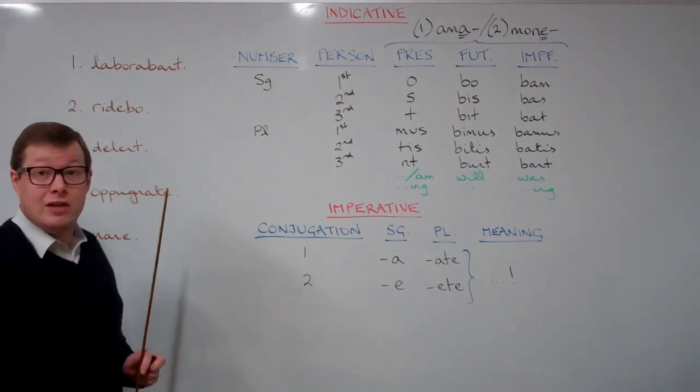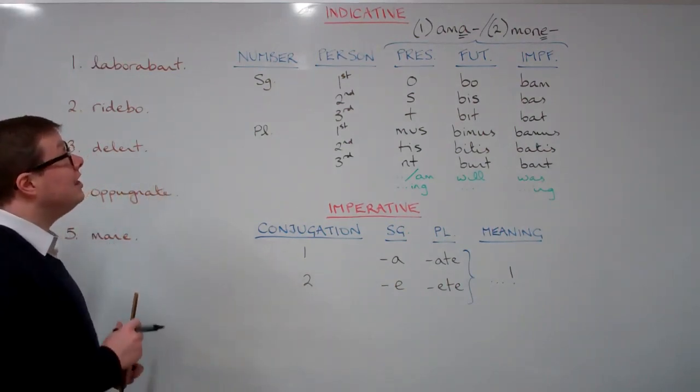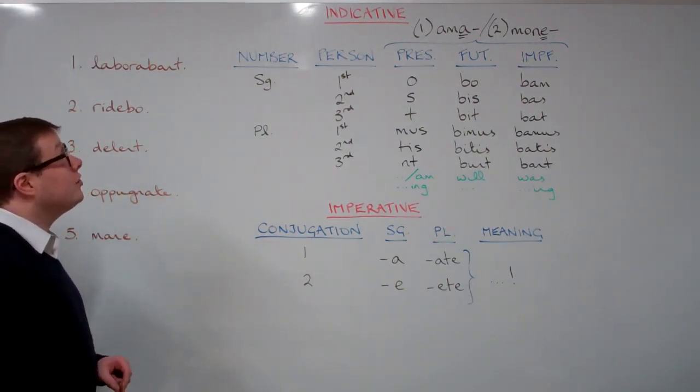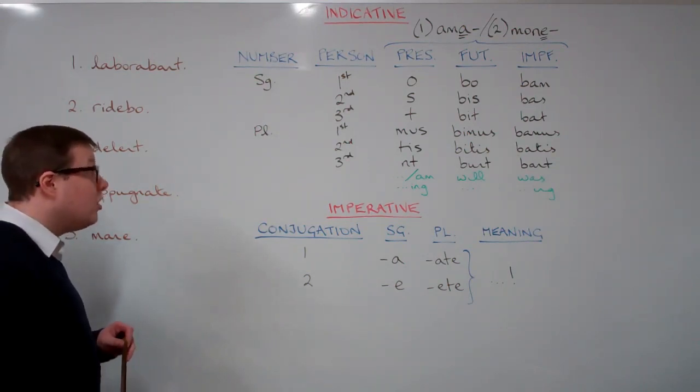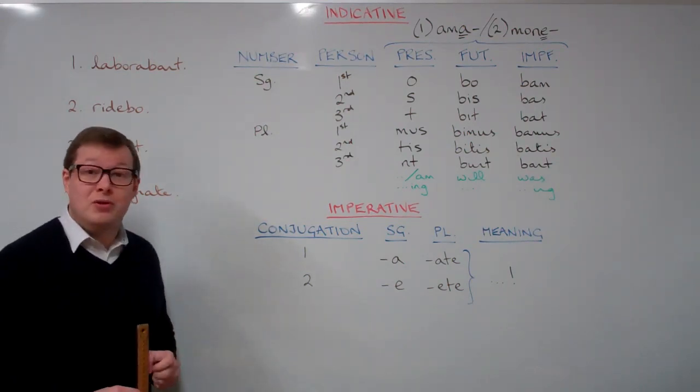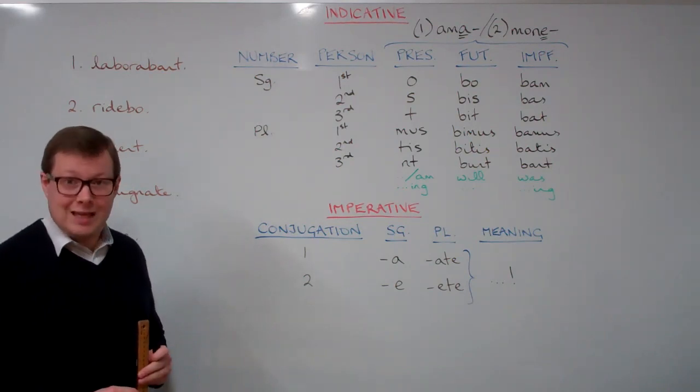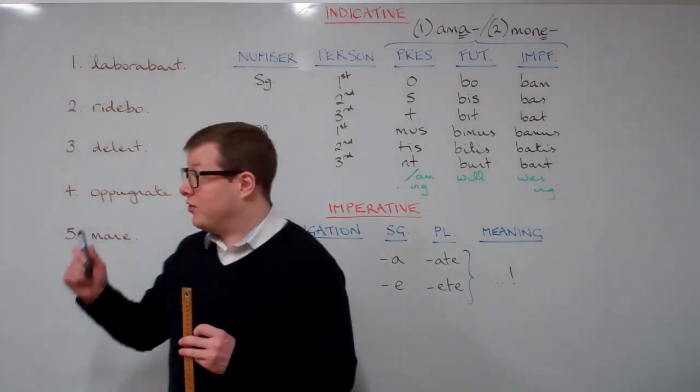So, there we have it. The present, future and imperfect tenses of the first and second verb conjugations, along with their corresponding imperative forms. Now let's have a quick look at the 5 examples over here.